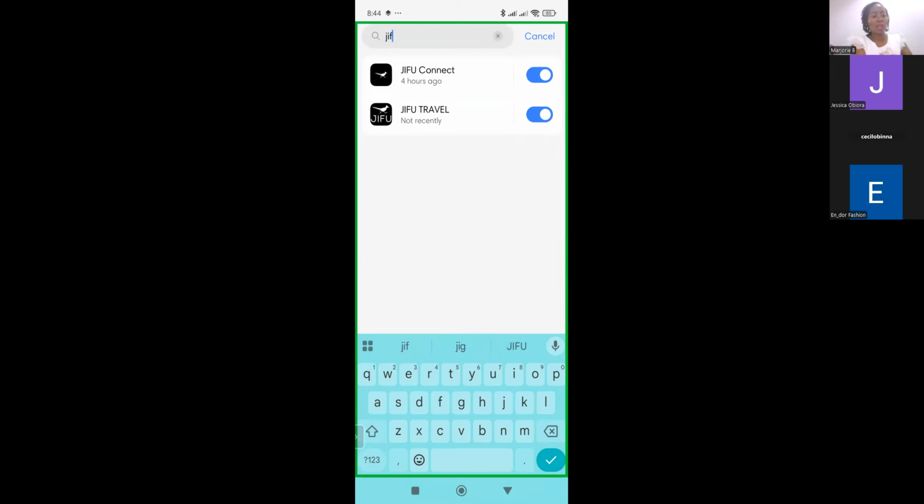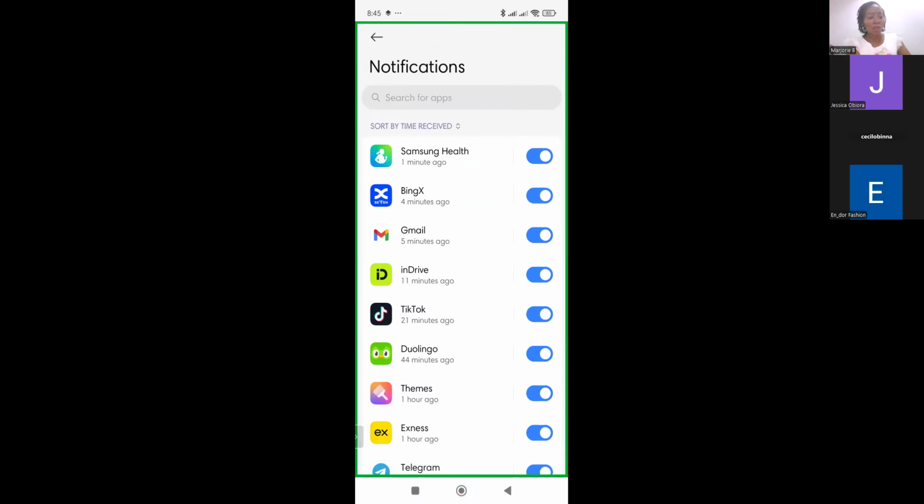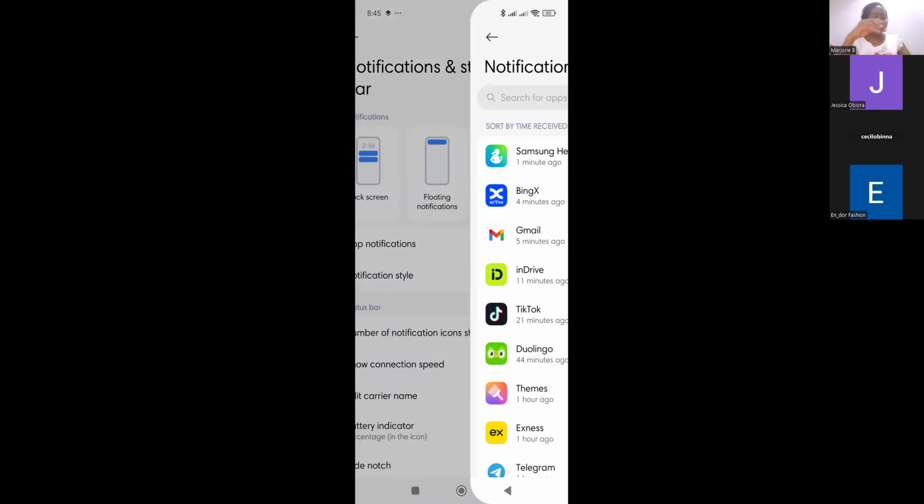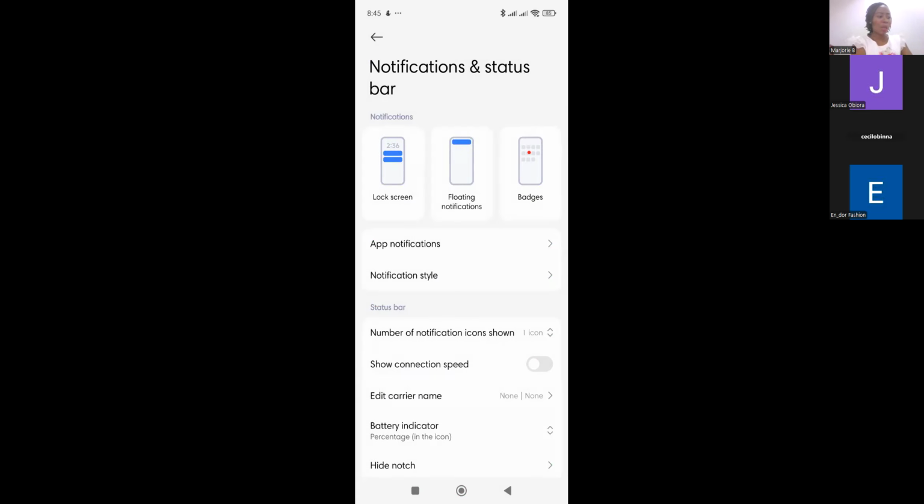If you meet it like this, not highlighted, that means you won't get notifications from JIFU. But if you click and select it like this, then you get notifications for JIFU. So if you're not getting notifications, it's actually not JIFU's fault, but I've shown you how to do it now. Enable notifications for JIFU. And some other apps, like TikTok that disturbs me all the time, you can disable notifications so that you only get the important ones. So that's how you move around JIFU.